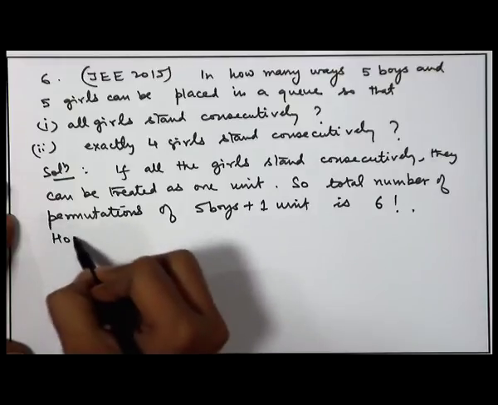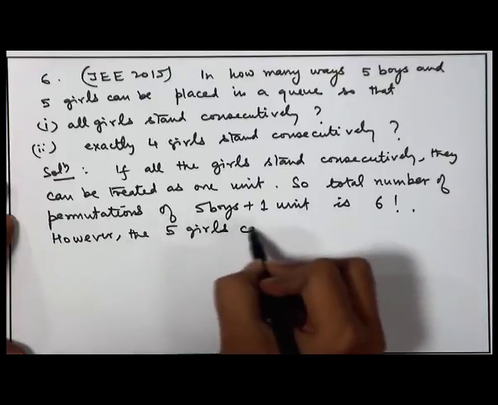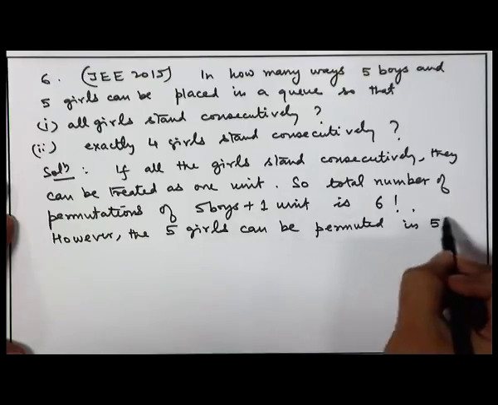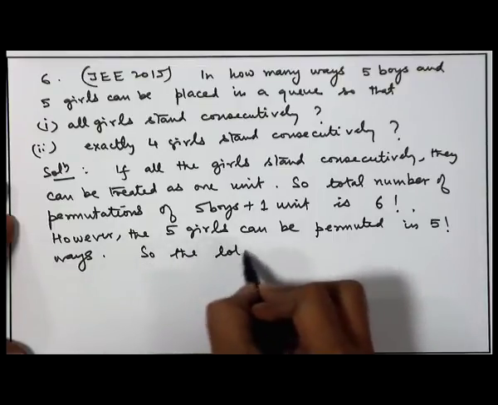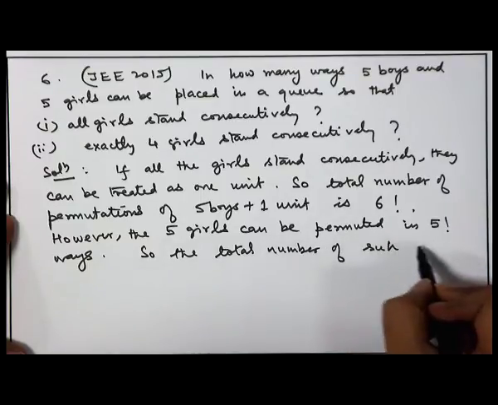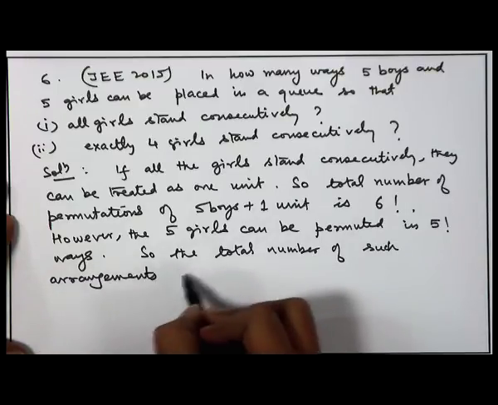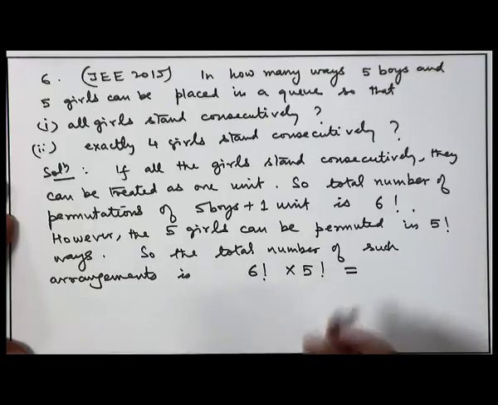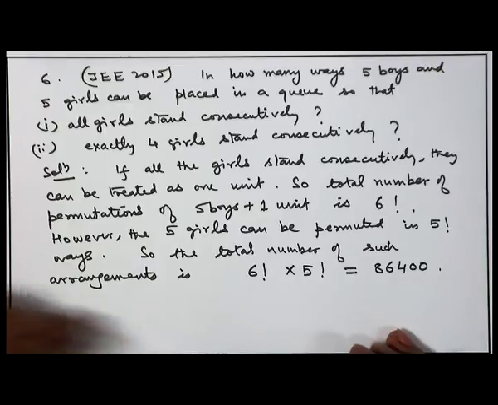However, the 5 girls can be permuted in 5 factorial ways. So, the total number of such arrangements will be 6 factorial into 5 factorial. So, of course, that is a large number, 86,400.